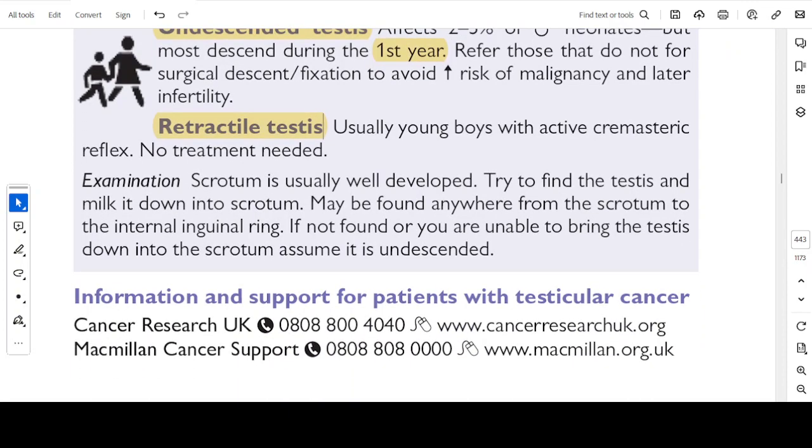Examination. Scrotum usually is well developed in retractile testis. Try to find the testis, milk it down into the scrotum. It may be found anywhere from the scrotum to the internal inguinal ring. If not found or you are unable to bring the testis down into the scrotum, assume it's undescended.